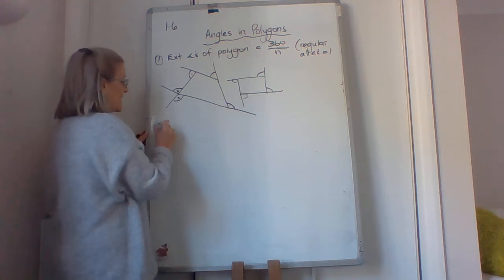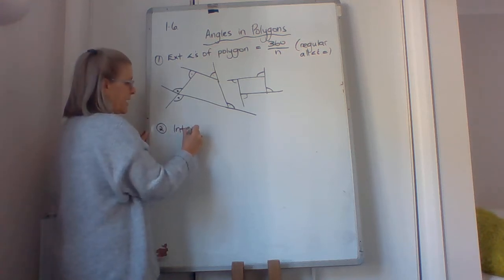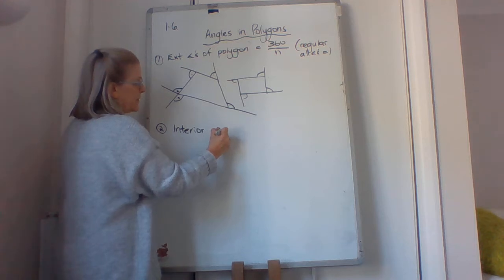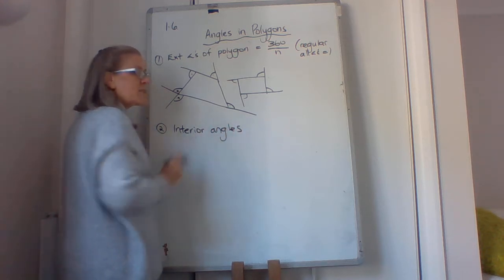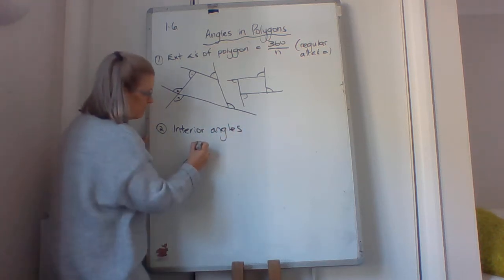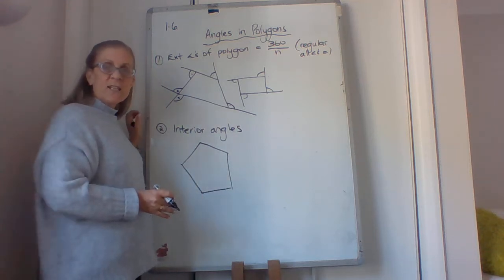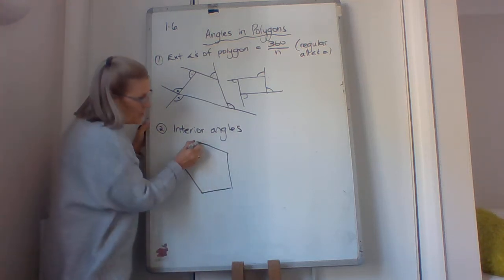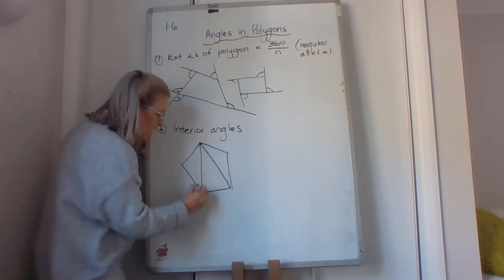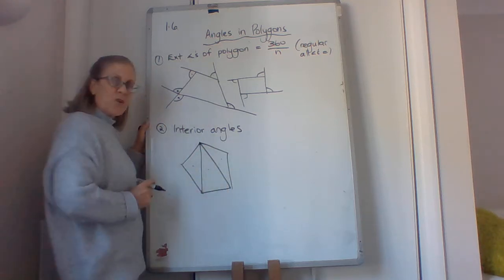The second one is interior angles. Now this is really cute because any shape, let's do a pentagon this time, can be divided into triangles. So from one vertex, if I draw lines, I get 1, 2, 3 triangles.